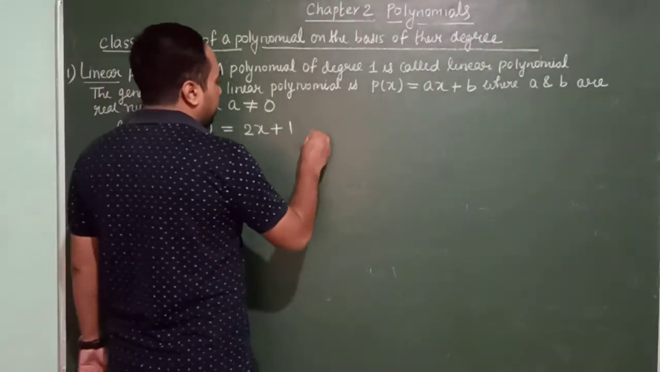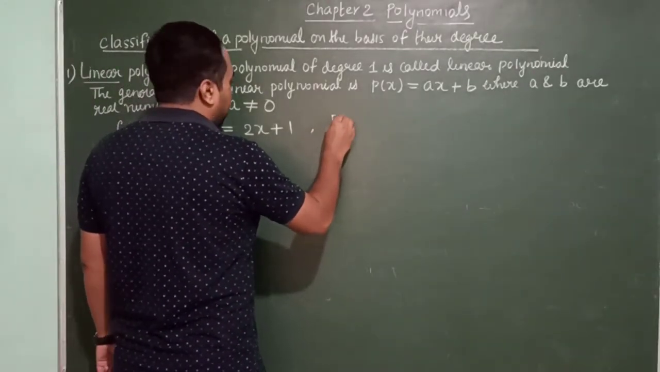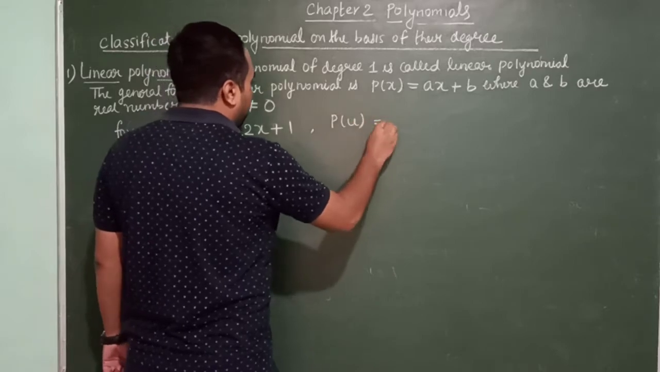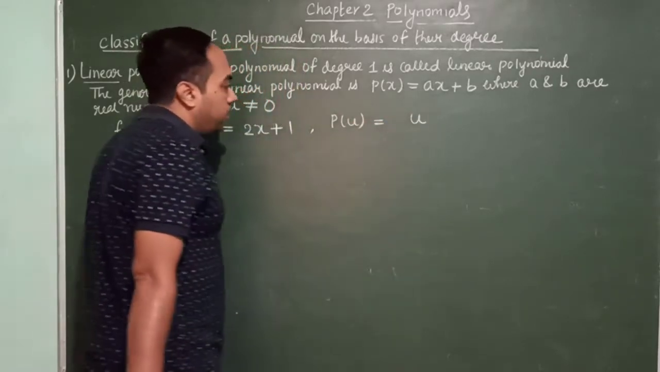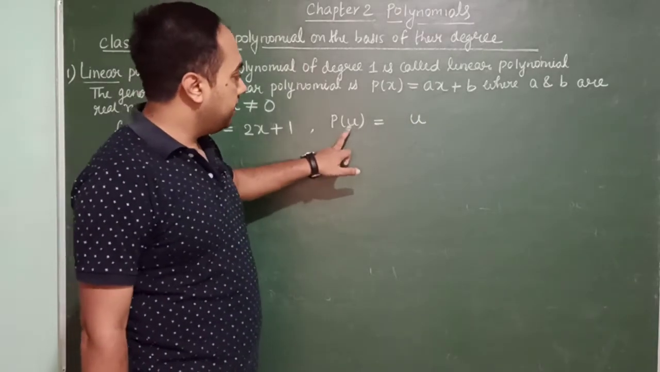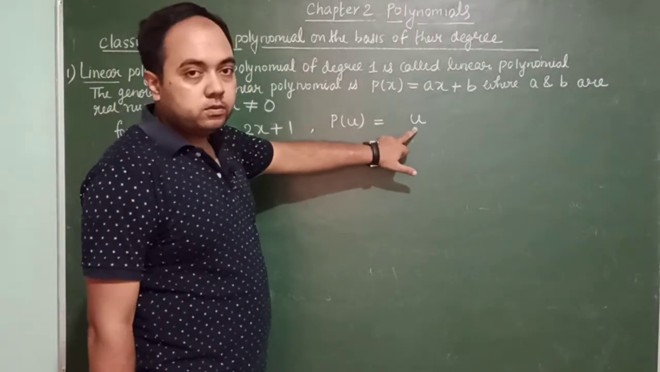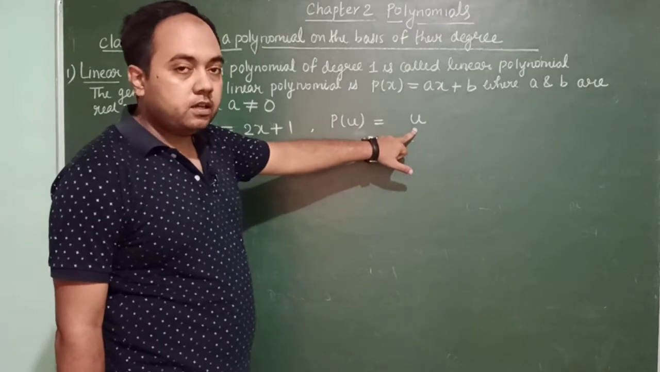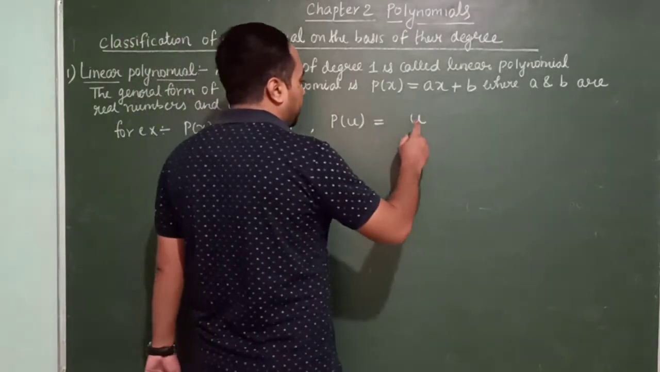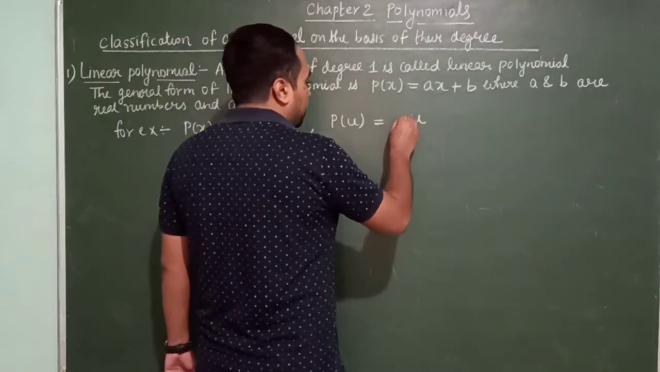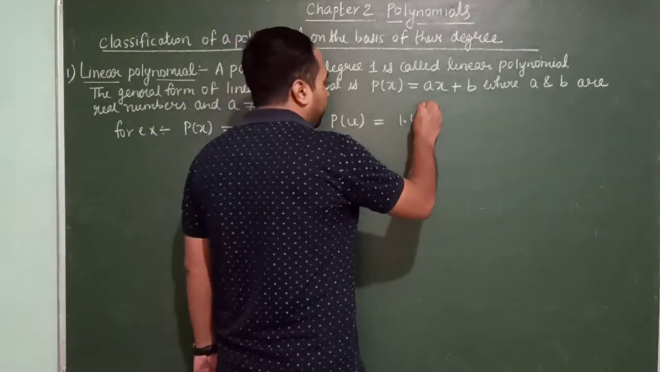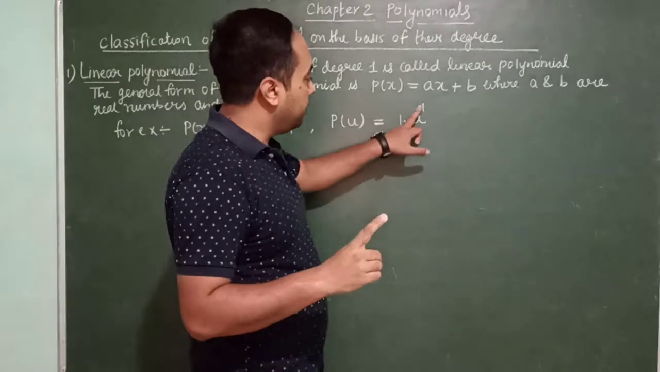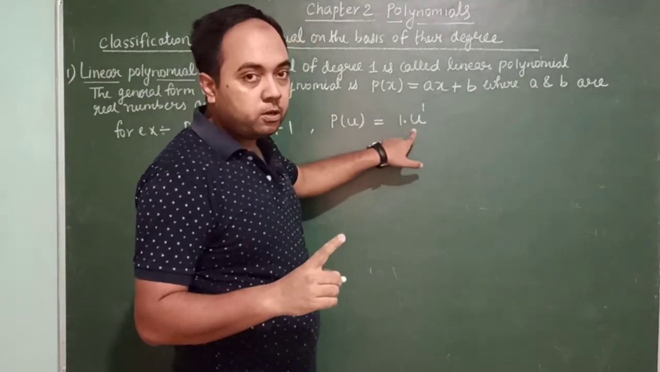Now some more examples. Suppose I write p(u) = u. Now the question is, is this u a linear polynomial? Yes. Why? Because see, before this u, what is written over here? 1. And what is the power of u over here? 1. Power of u is 1. So first thing is this is a linear polynomial.